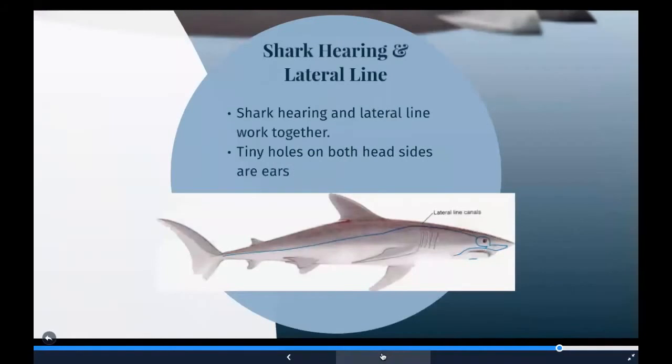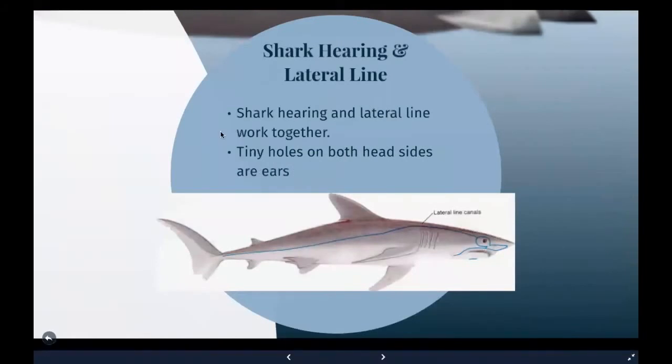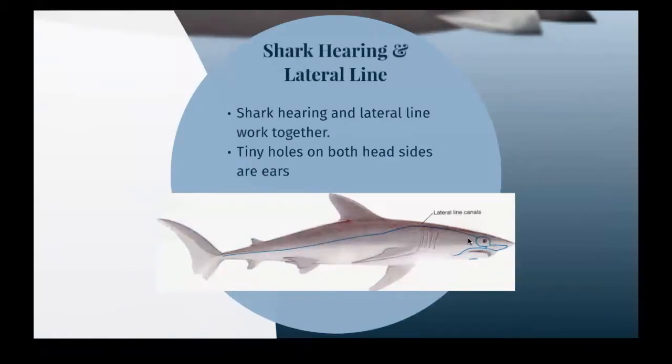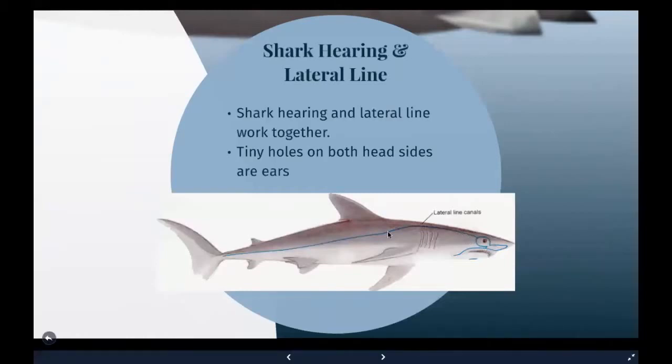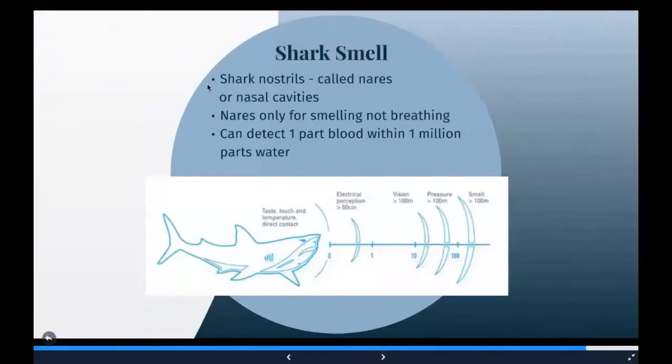Shark hearing and lateral line. So shark hearing and lateral line actually work together. They have tiny holes, which we can't see in this diagram, but they are there. There's one little hole located about here, where my pointer is, and then one on the opposite side in approximately the same location. And their tiny ear holes together with the lateral line canals allow them to sense their environment, to hear and feel.